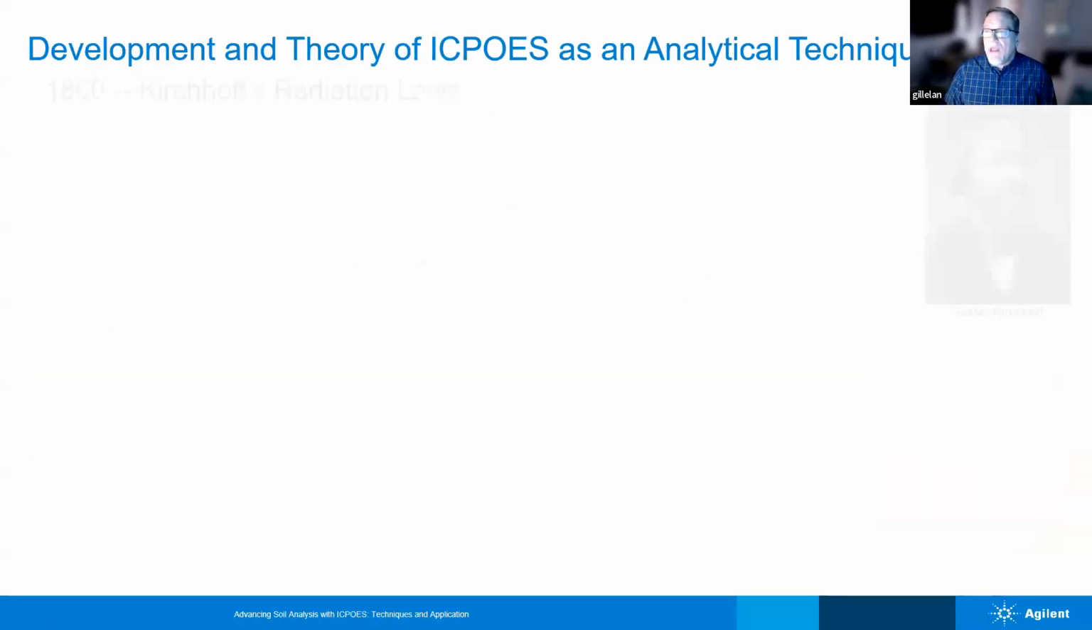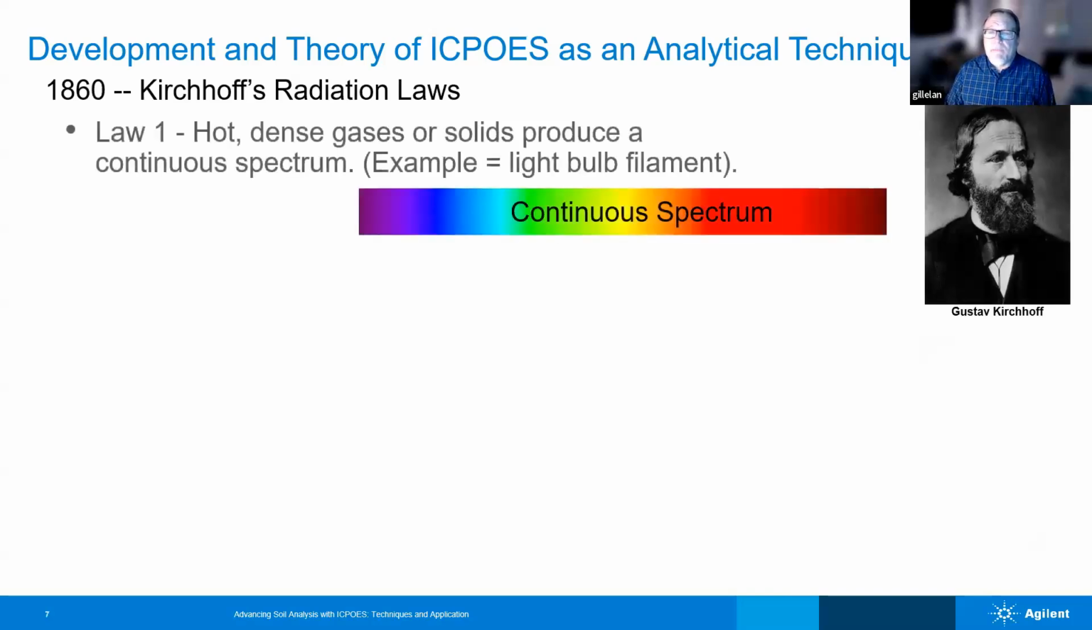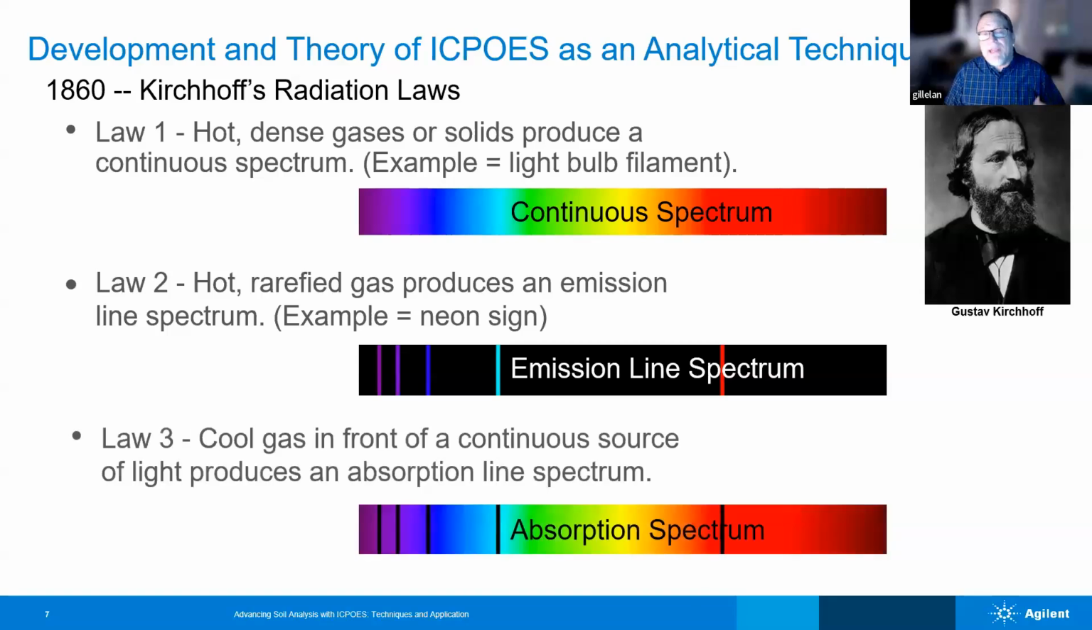Fast forward a little further to Kirchhoff and his laws of radiation. Based on some of this work and some of his own, hot dense gases produce a continuous spectrum. Hot rarefied gases, or hot gases where there's not a major component, produce an emission line spectrum. And cool gases in front of a continuous source will absorb light at specific wavelengths.